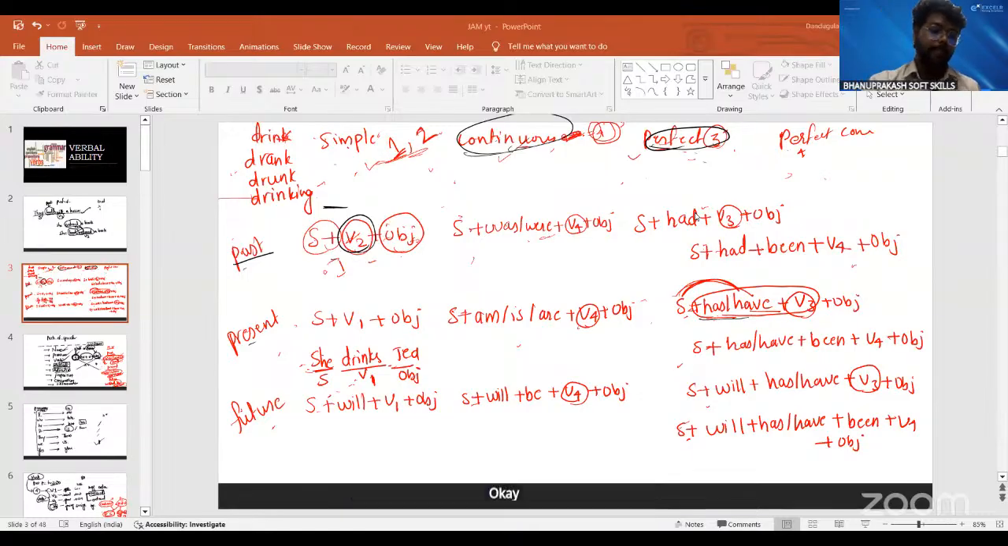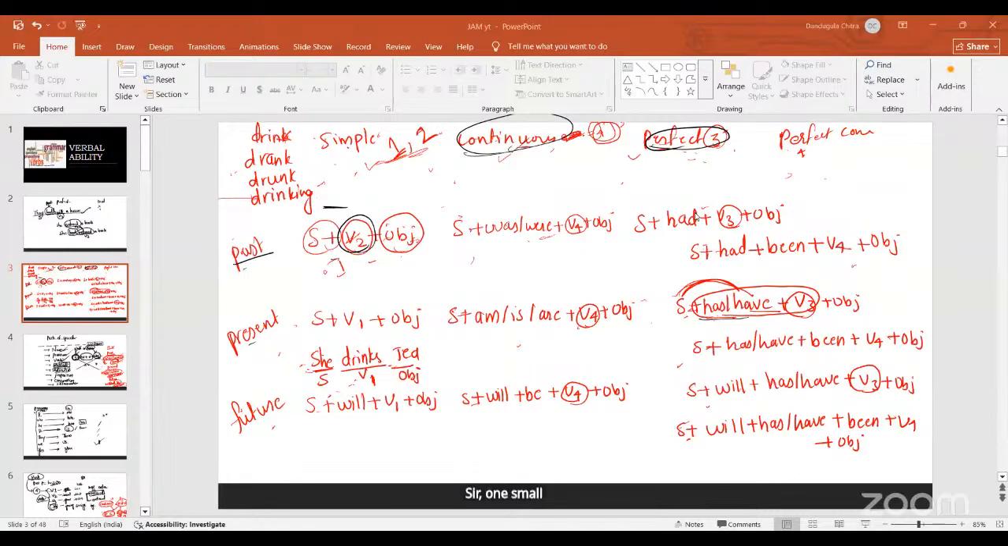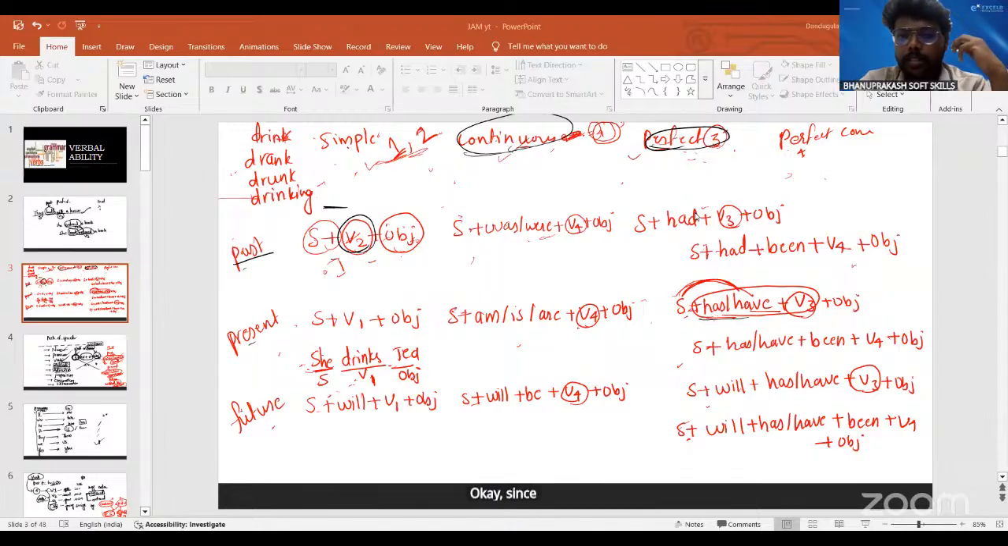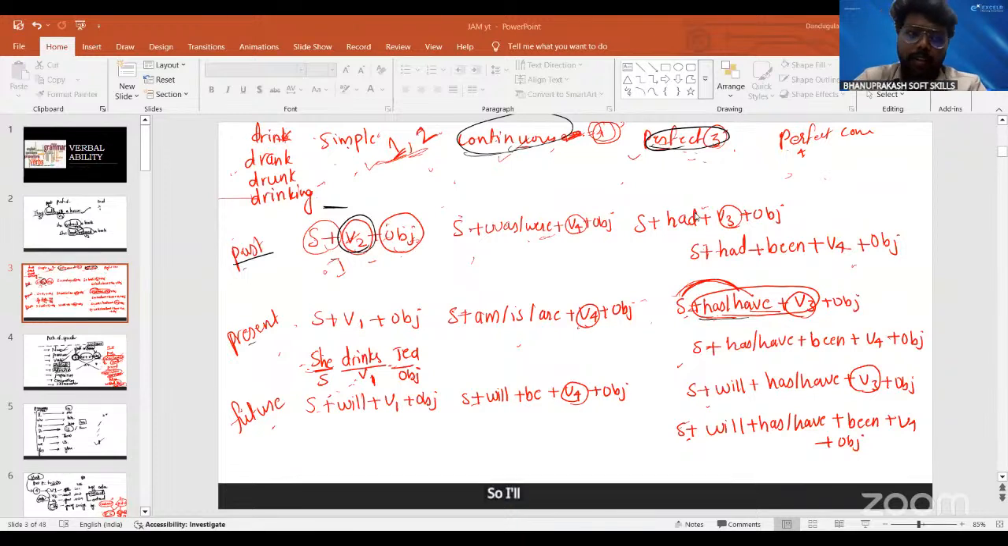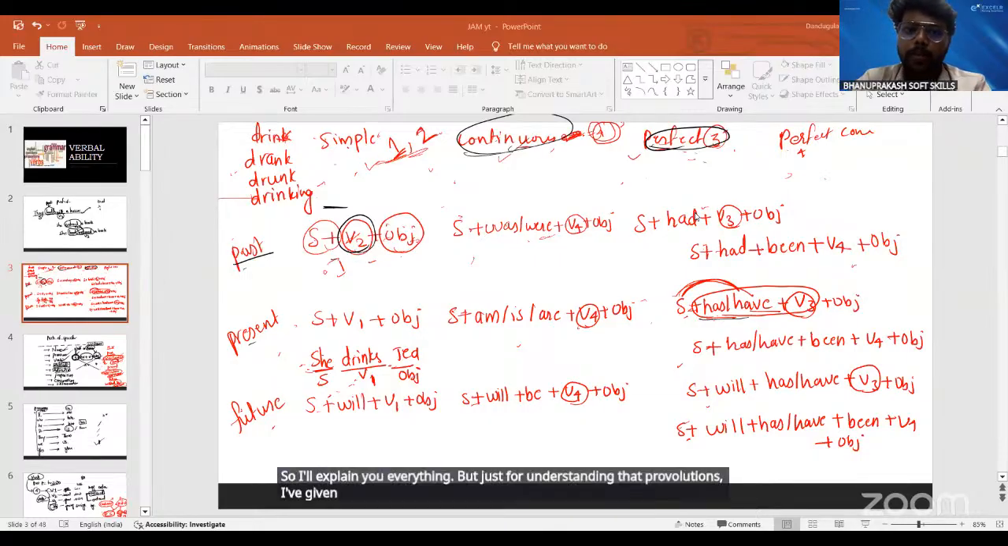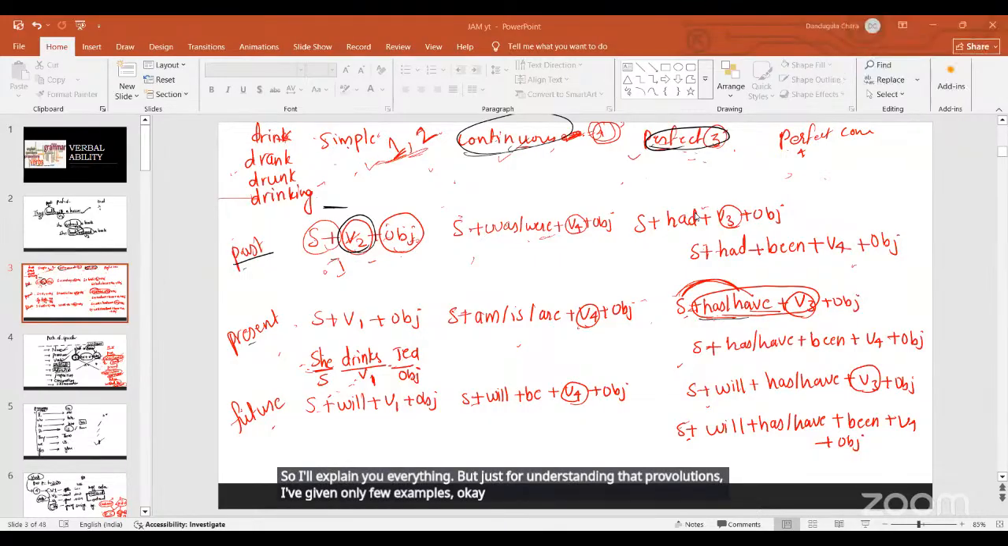Okay, fine. Sir, one small doubt. Yes, Raju. Perfect continuous, like, used since, for, linkers. Okay, since and for are prepositions actually. I'll discuss since and for in the next class. There are a lot of things left in the prepositions part, so I'll explain everything. But just for understanding prepositions, I've given only a few examples. Okay, I'll discuss that. Okay, sir.